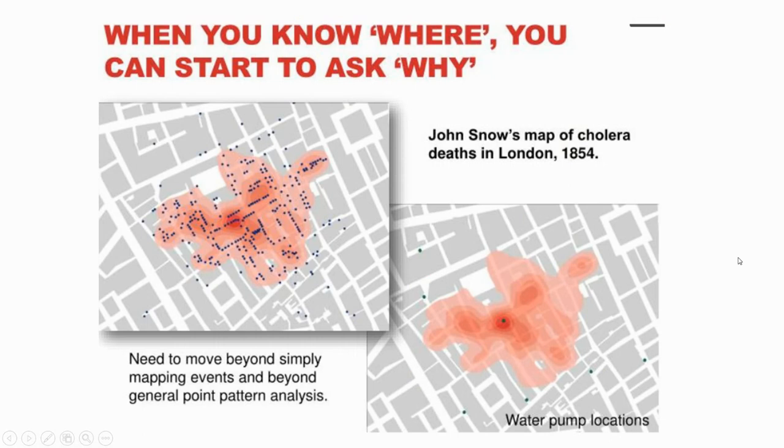So when you know where, you can start to ask why. That's what geographers are doing. They're not just saying, where is it? And then that's the end of it. In this class, it's not about where things are. It's tying together the where and the why. So we've got to get beyond just mapping something out and actually analyzing what that means.